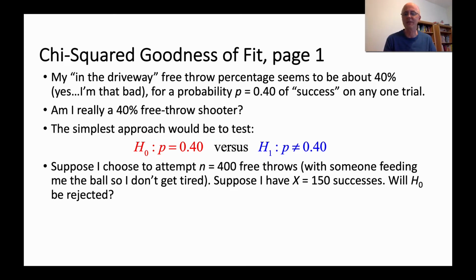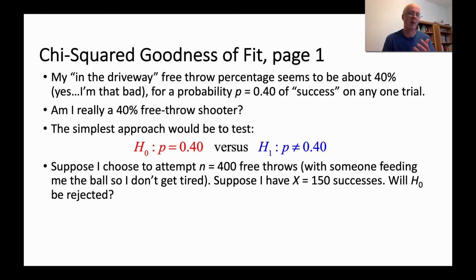Let's suppose, for the sake of argument, that I have 150 successes. So that would be a 37.5% success rate for my sample. This would be a sample proportion of 0.375. Question is, will we reject the null hypothesis? So we have to compute the test statistic and the p-value, right? We need to see whether these data are extreme or not when the null is true. Could they have occurred reasonably well, at a reasonably high probability by chance? That's what the p-value is telling us.